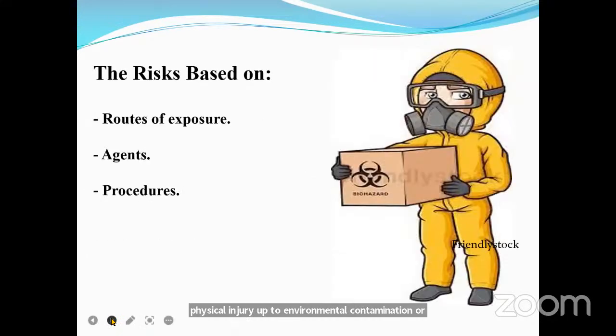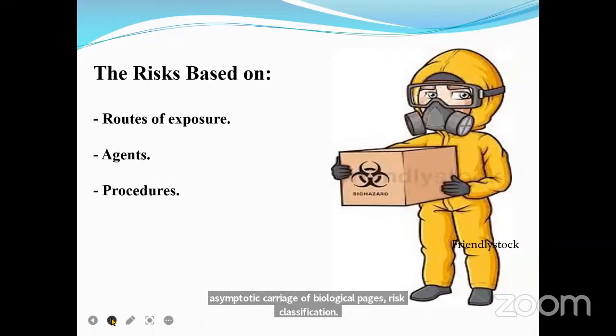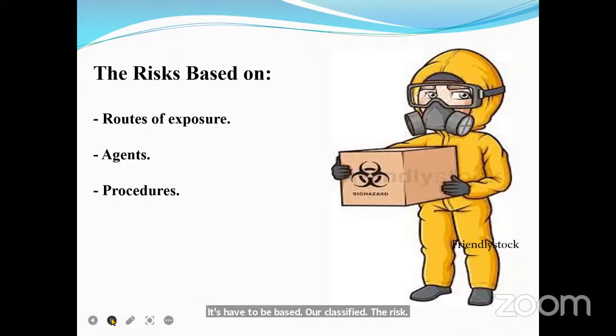Risk classification has to be based on the route of exposure, such as inhalation, ingestion, contact, or percutaneous, and on the agent's type, pathogenicity, and infectious dose. As you know, biological agents have been classified into 4 hazard groups based on their pathogenicity, infectious dose, mode of transmission, host range, effective preventive measures, and availability of effective treatment.